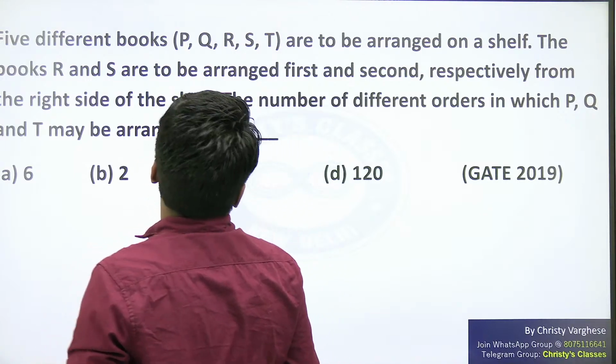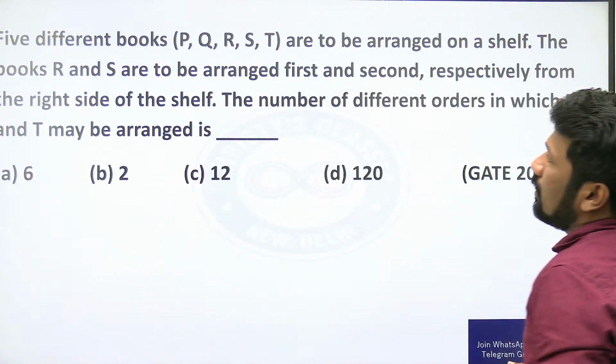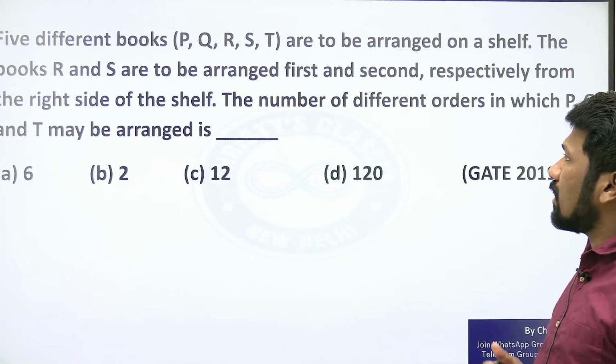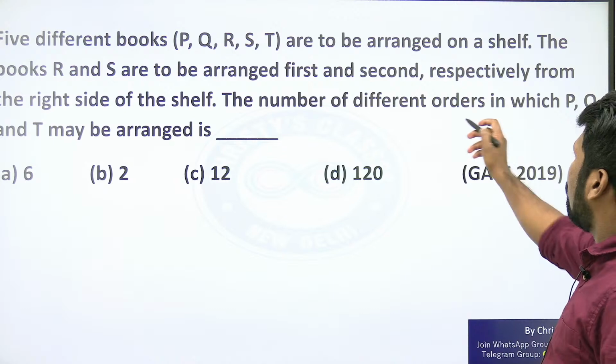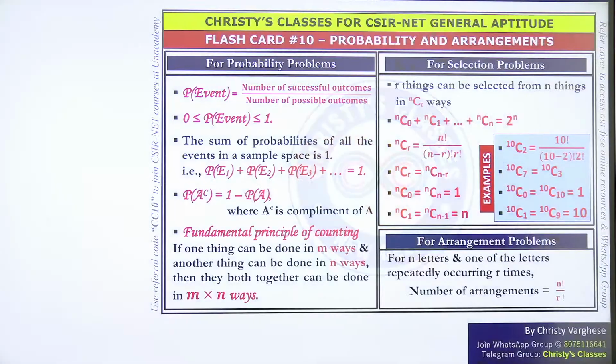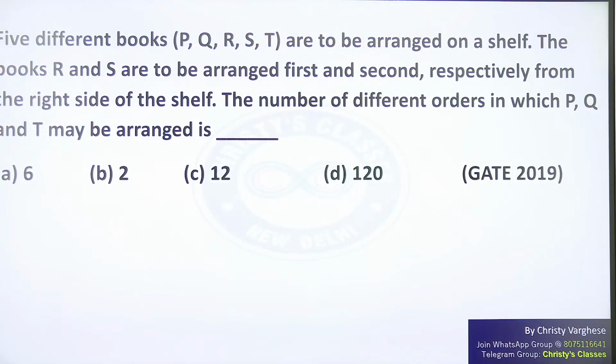5 different books P, Q, R, S, T are to be arranged on a shelf. The books R and S are to be arranged first and second respectively from the right side of the shelf. The number of different orders in which this can be done, that is the question.